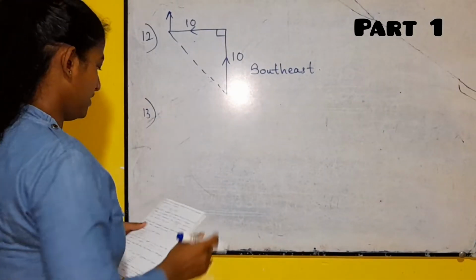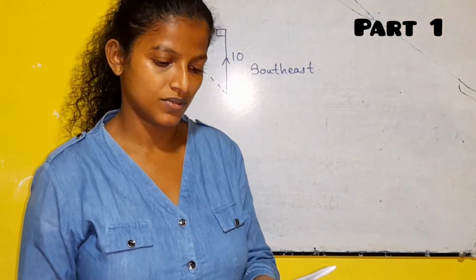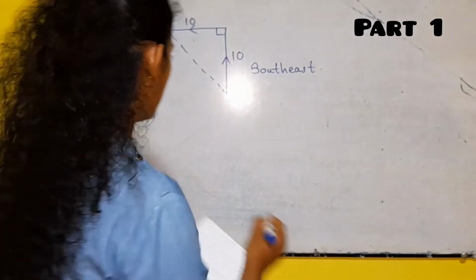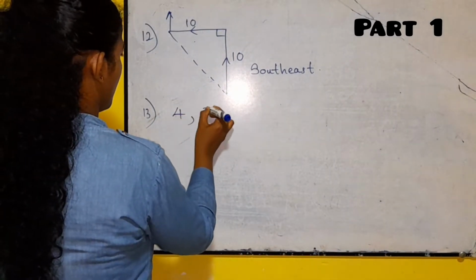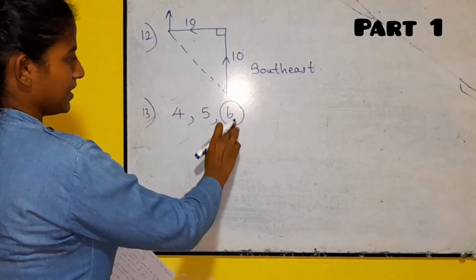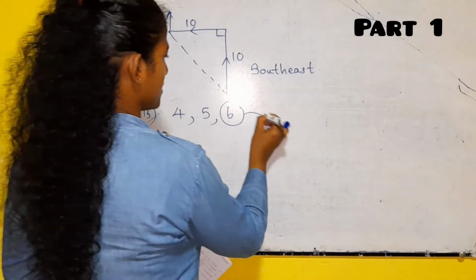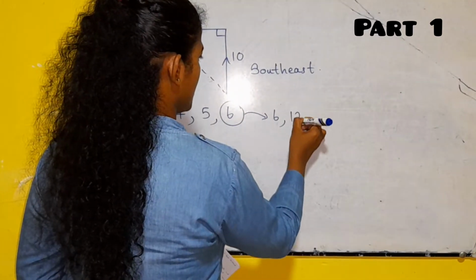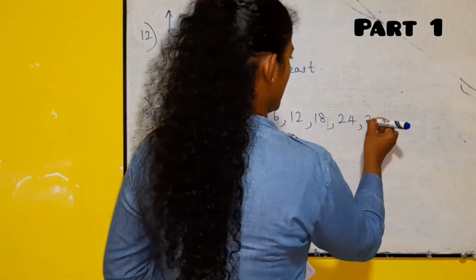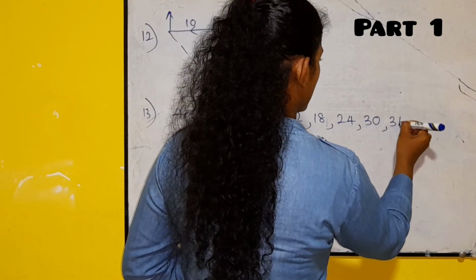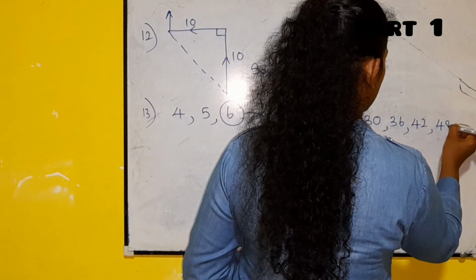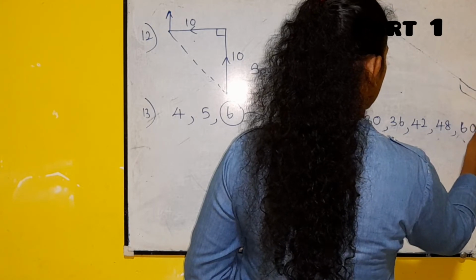Question number 13. Find the smallest number that is divisible by these numbers 4, 5 and 6. The given numbers are 4, 5 and 6. We are selecting the largest number here. Then we are taking the multiples of 6. 6, 12, 18, 24, 30, 36, then 42, 48, then 60.